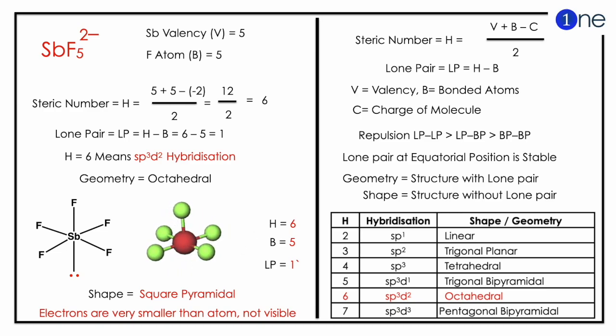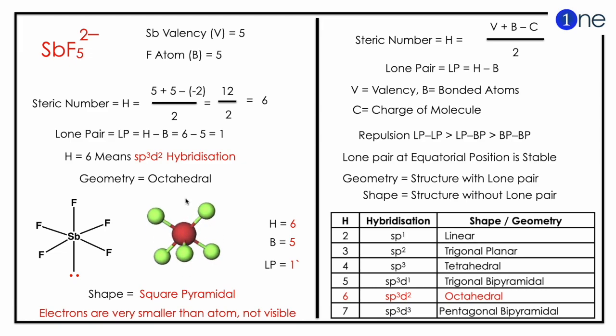The lone pair will be H minus B, which is 6 minus 5 gives 1. H equals 6 means sp3d2 hybridization, which is octahedral structure, but with one lone pair. The lone pair can occur at any position since there is no axial or equatorial in octahedral. When compared to the atoms, the lone pair is not visible.